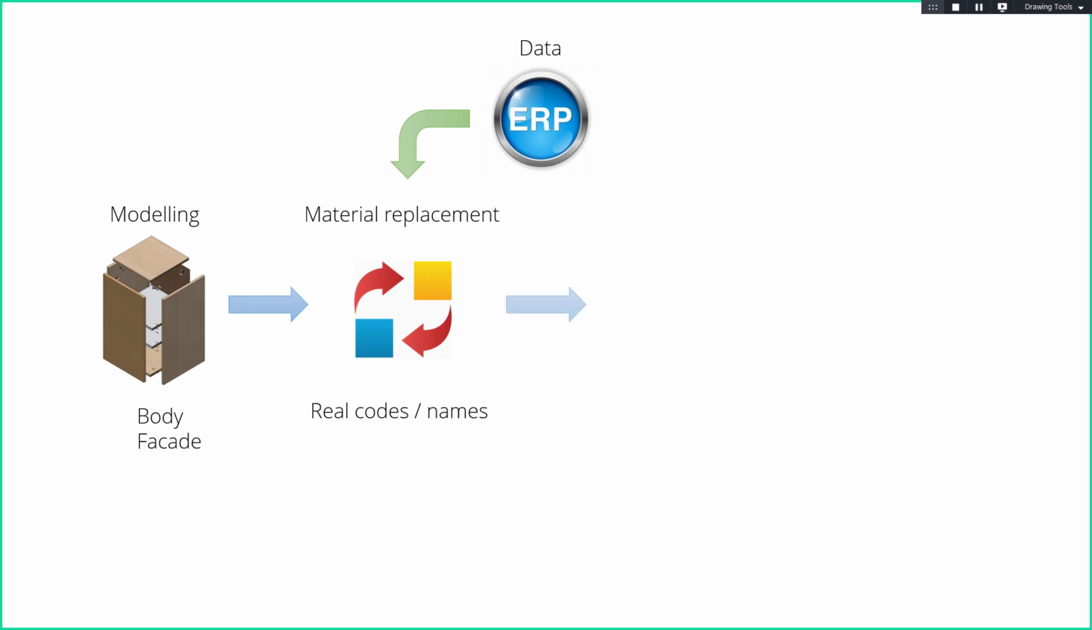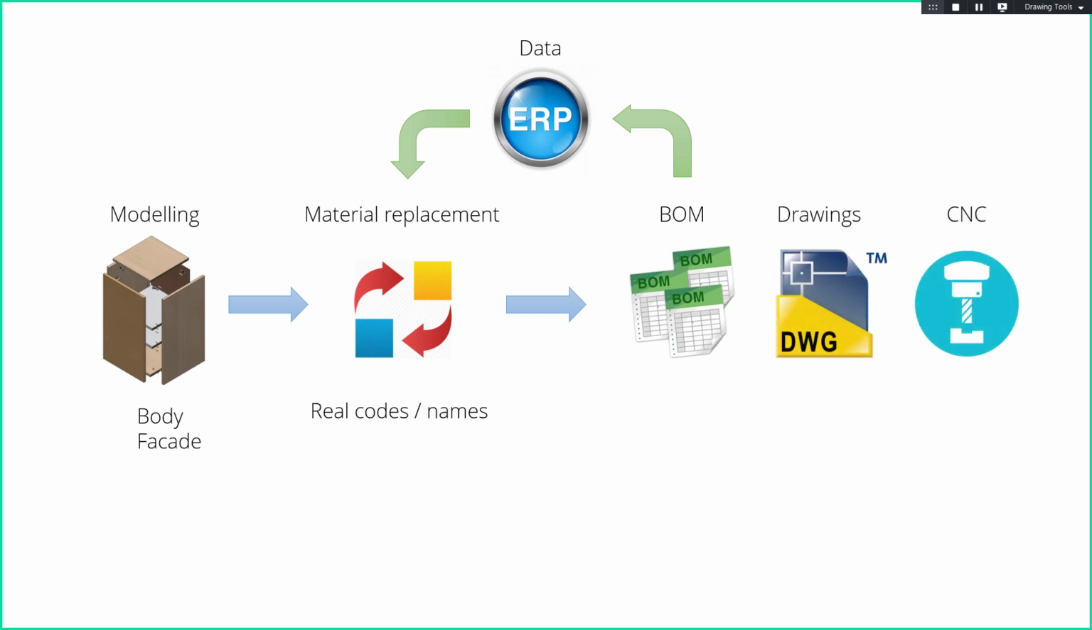And then, from this moment, when we did a replacement, on the BOM we will see those real codes, real names, native to the ERP system. And then we can send them back to the ERP with the quantities. Because what we have in the model is the size of the panel, and what we have in the ERP is our names and codes. So we blend them together to get a precise BOM with real codes and real names. And those can be used not only in the BOM, but in the drawings and the CNC programs as well.